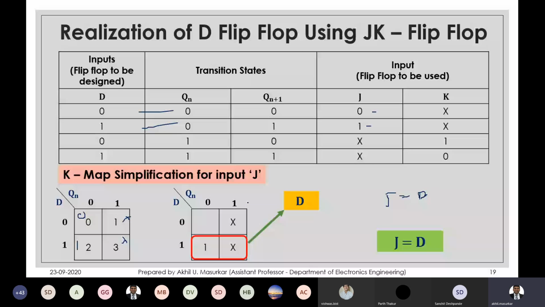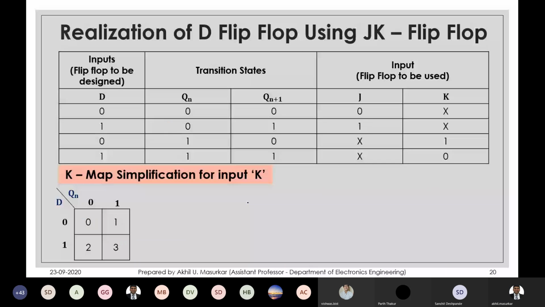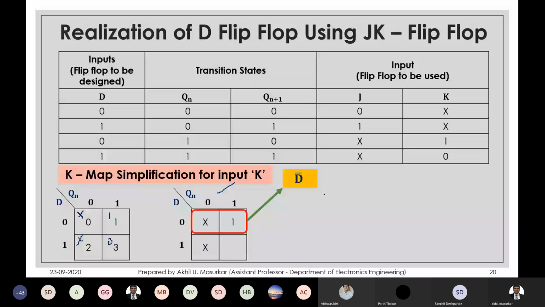So let's see the implementation for K. So K is 0 1 and 1 0 is don't care. 0 0 and 1 0 is don't care. 0 1 is 1 and 1 1 is 0. So you will get this as your K map, and you can see there is one pair. Quad is not possible. So this is the pair. This is D bar, and K is equal to D bar.